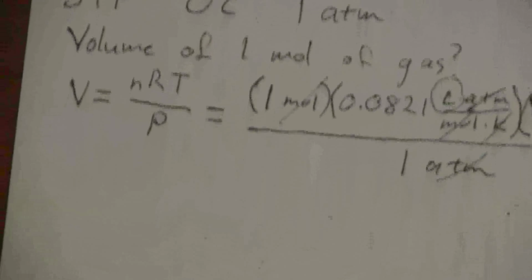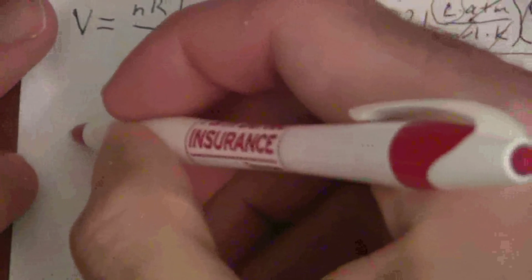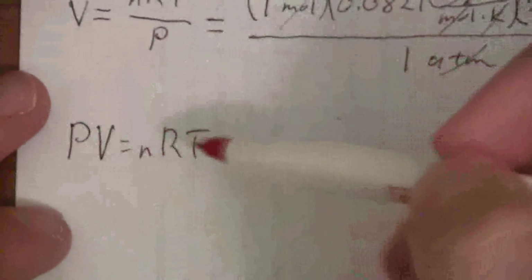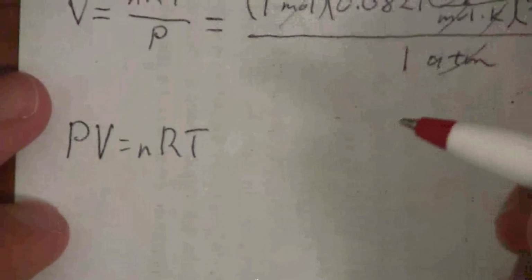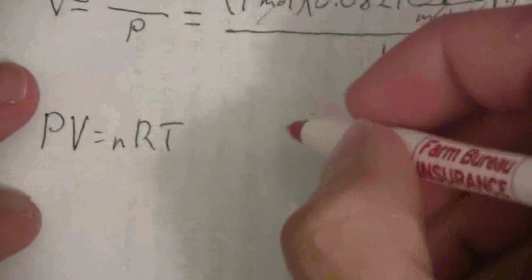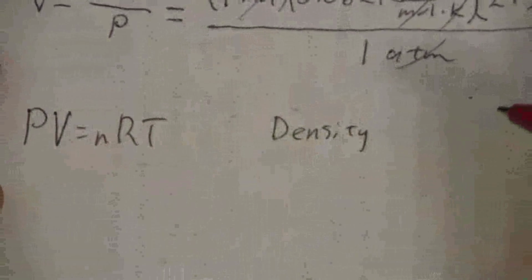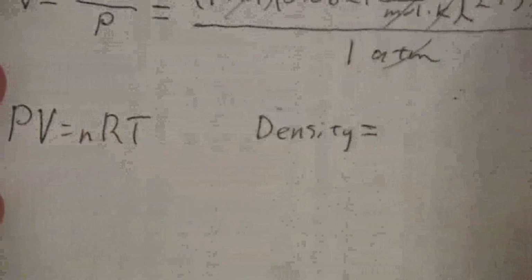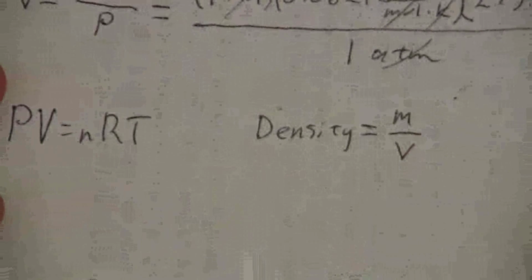Another thing that we can do with the ideal gas equation is to manipulate it to find other properties of the gas. For example, we can determine the density. Now, how would we get density out of what we're given here? Well, how do we calculate density? Density is the mass over the volume.